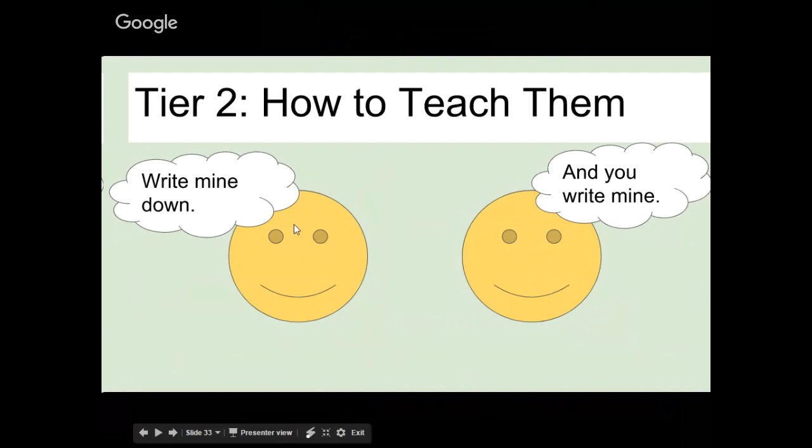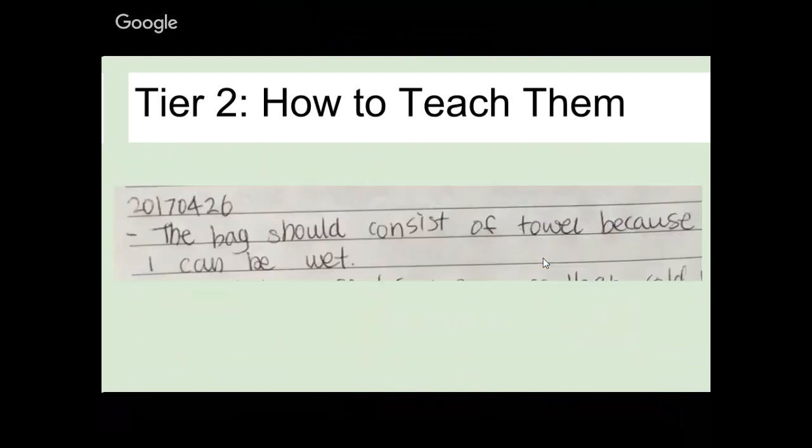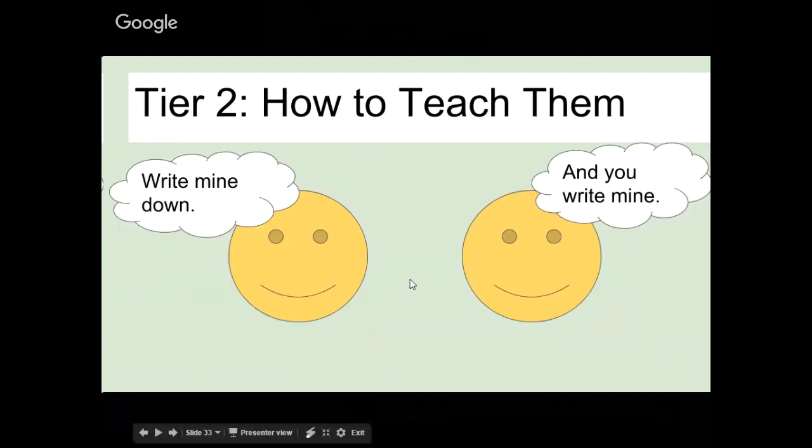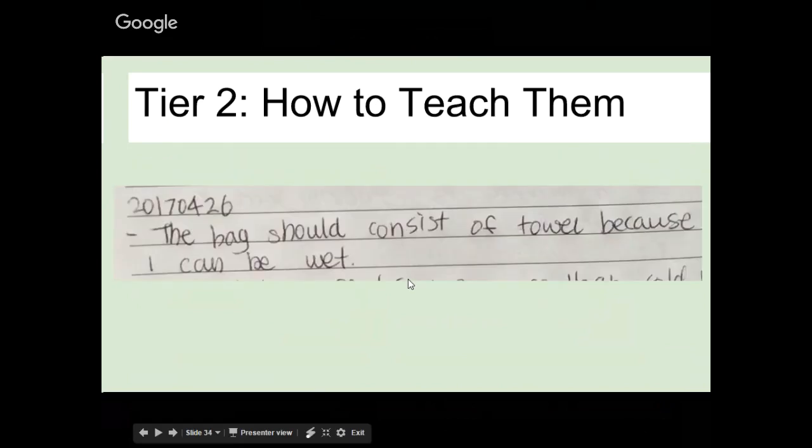So let's say that this is Jessica's idea. Well, Paul's going to write Jessica's idea, and Jessica is going to write Paul's idea down. So that teaches listening skills. This is an actual example done about 2 weeks ago from Jessica. So she listened to Paul, and she wrote down what Paul said in the little discussion, the little turn and talk. The bag should consist of towel because I can get wet.